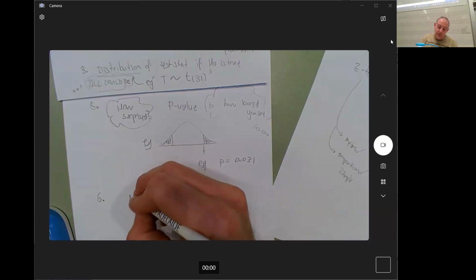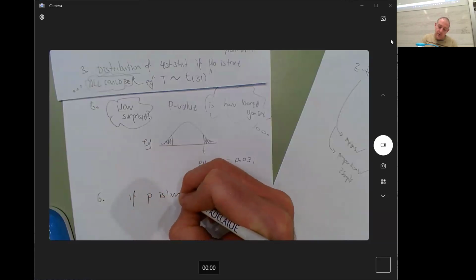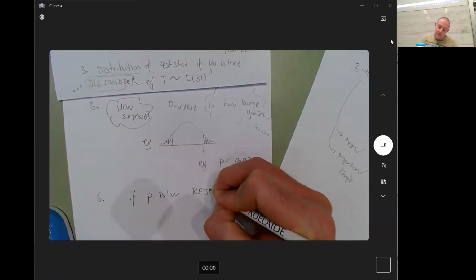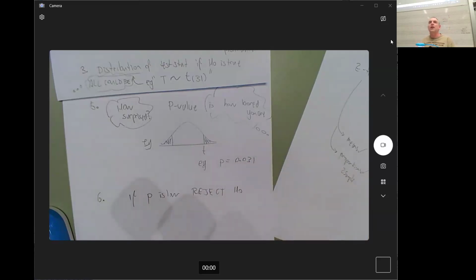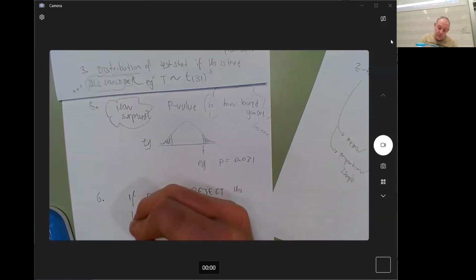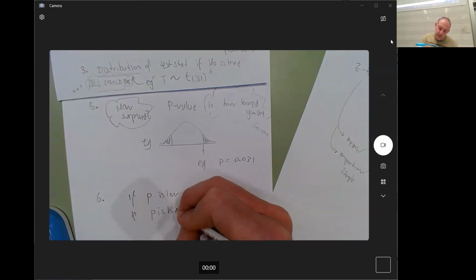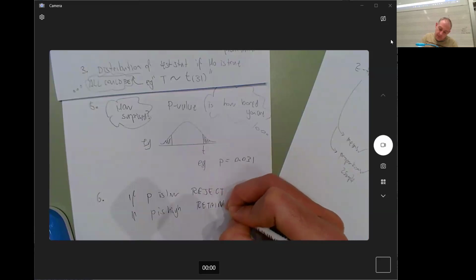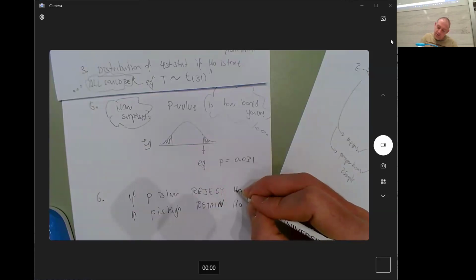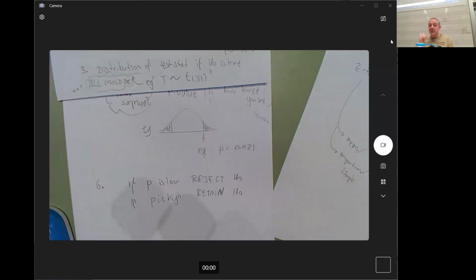So if p is low, then reject H naught. This is surprising if H naught is true. If p is high, retain the null hypothesis. This is boring if H naught is true, totally possible. And that is how it goes.